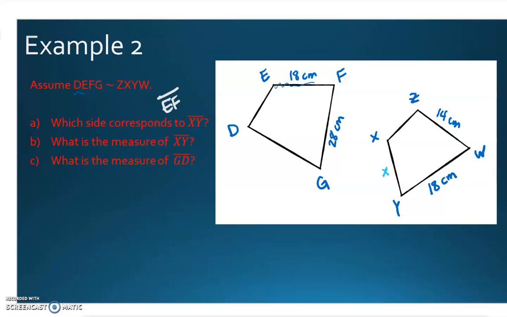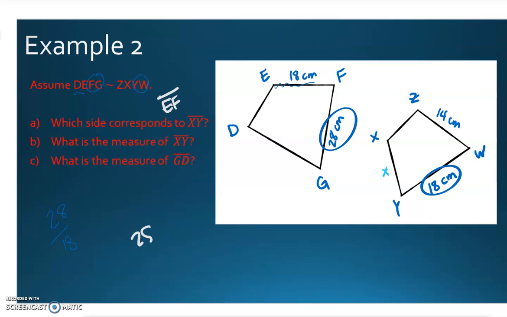Let's go look at FG or GF. Notice how that's 28. So what does that correspond with? That's going to correspond with YW. And we know that, look, YW is 18. So we can match those up and create a ratio. So 28 over 18 is the ratio that we want to use to solve.